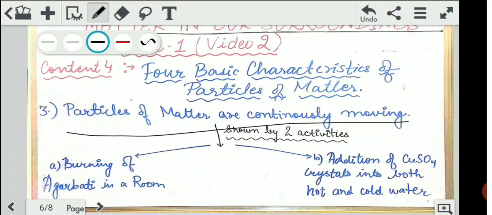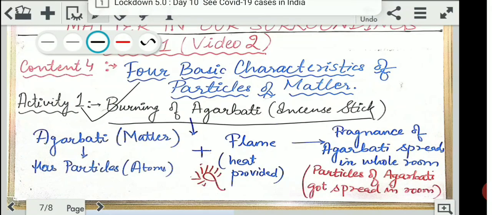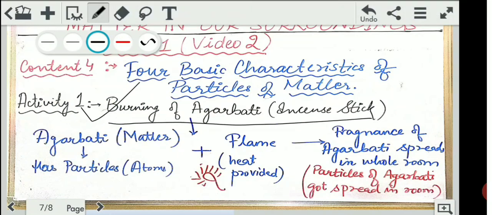So this is shown by two activities: burning of agarbatti and addition of copper sulfate crystals into both hot and cold water. Do not worry, I will take both the things one by one. Firstly, burning of agarbatti. Now incense stick is what we call it in English.